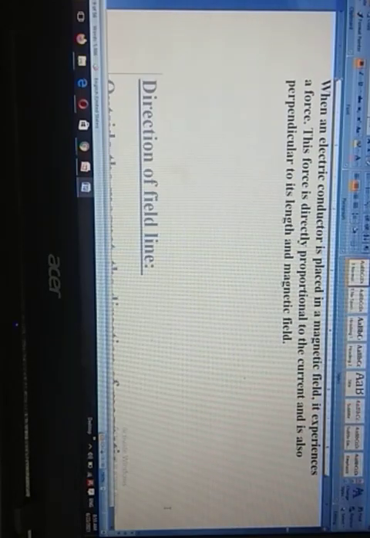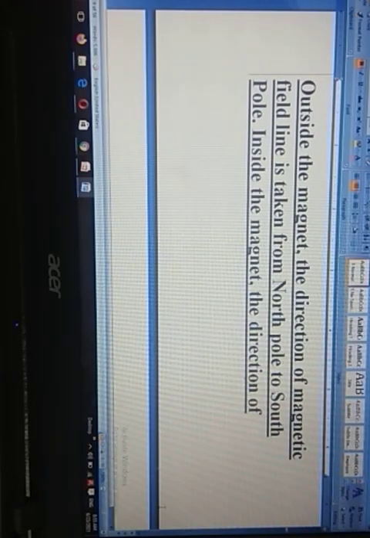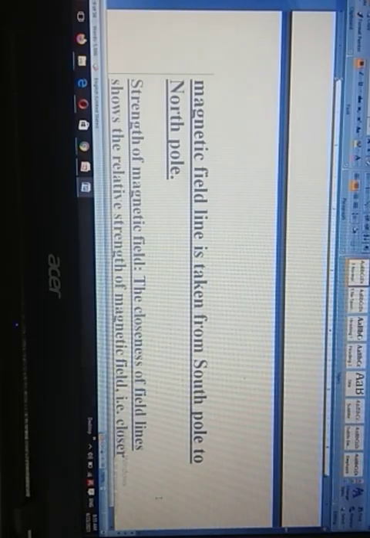Okay students, so we have to know about the direction of the field lines. What is the direction of field lines? Outside the magnet, the direction of magnetic field lines is always taken from the north pole to the south pole. Inside the magnet, the direction of these magnetic field lines is always taken from south to north. This shows that they emerge from north to south and merge from south to north.